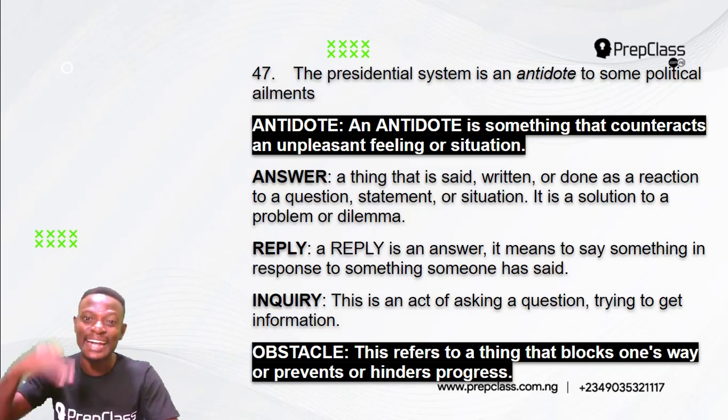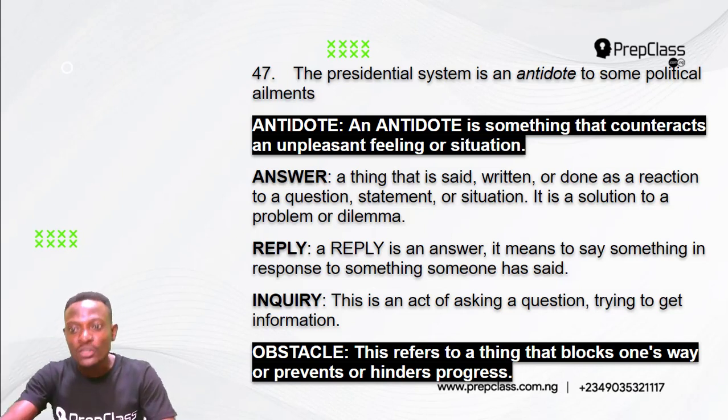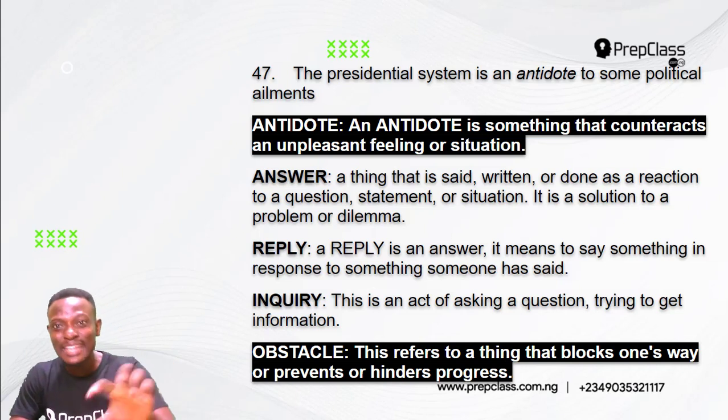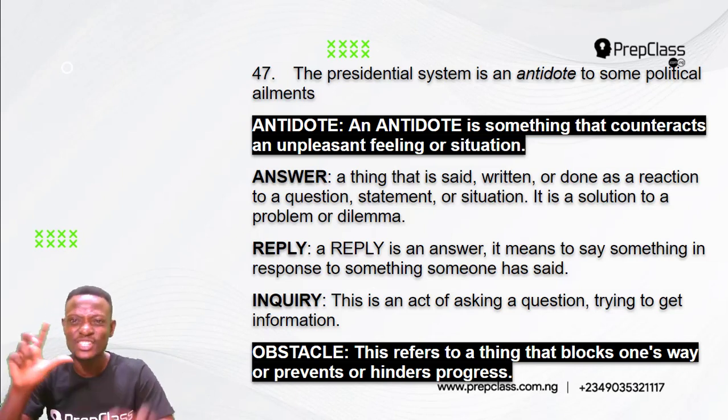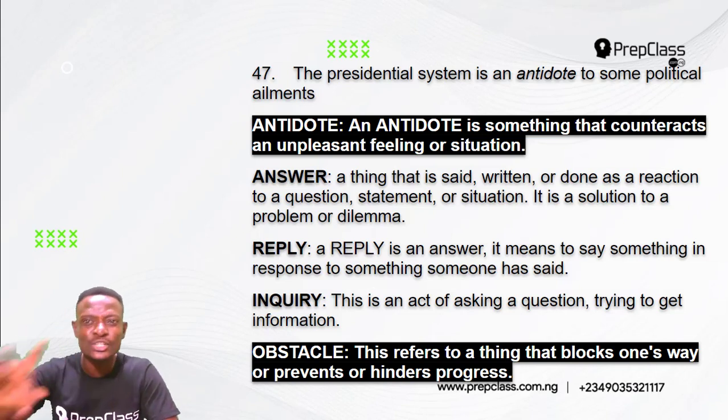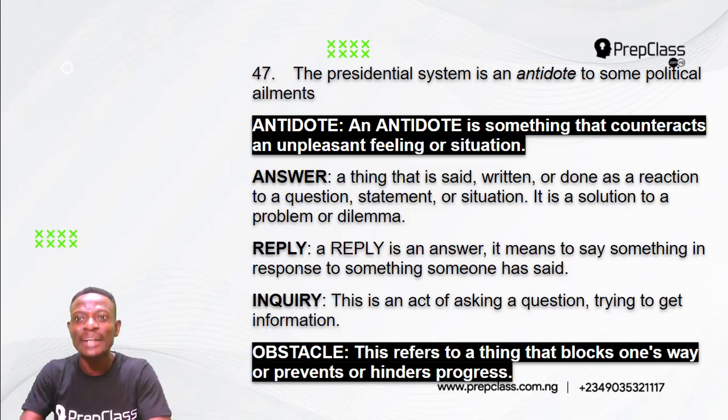But when we say it is an obstacle, it blocks, it serves as a hindrance to progress. The presidential system is serving as an obstacle. It is not allowing political progress. That is the opposite of antidote. Antidote helps to clear some bad things.